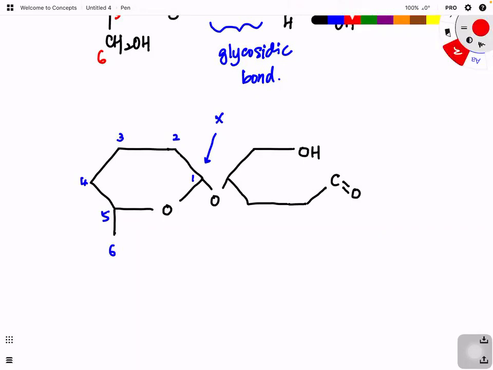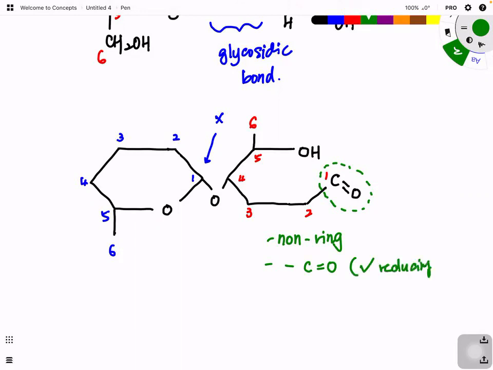But if you look at this, this is carbon 1, carbon 2, carbon 3, carbon 4, carbon 5. And now you have carbon 6 here. So this part actually, can you see that? The carbonyl group is still here. So this is a non-ring structure in the aqueous solution. And you can see that the presence of the carbonyl group gives us the reducing property.